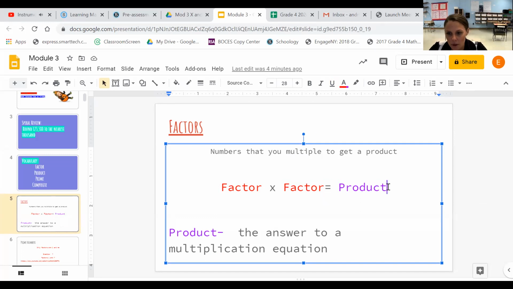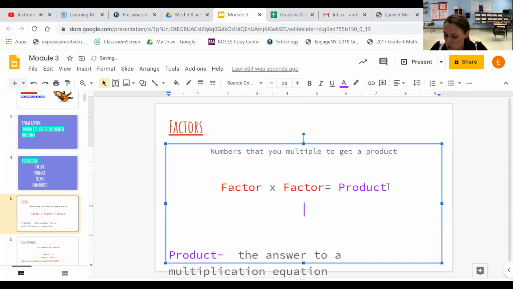Let me give you an example. If we have 2 times 3, it equals 6. Our factors are 2 and 3. The best part about factors is that it doesn't matter which way you multiply them, they give you the same product. So a factor times a factor equals a product. They're the numbers you multiply to get an answer for multiplication.